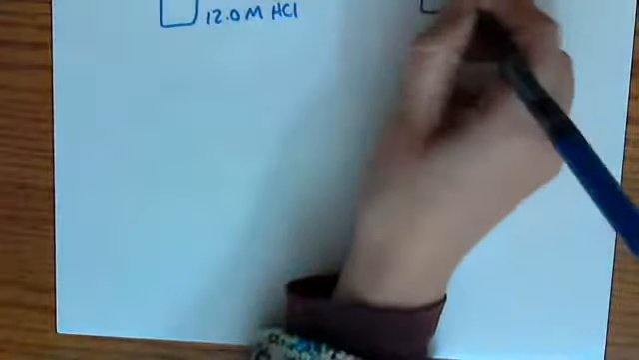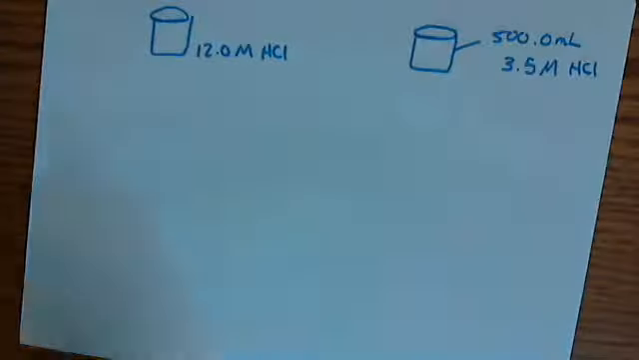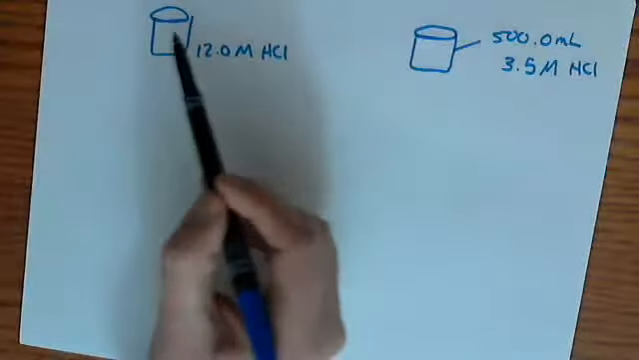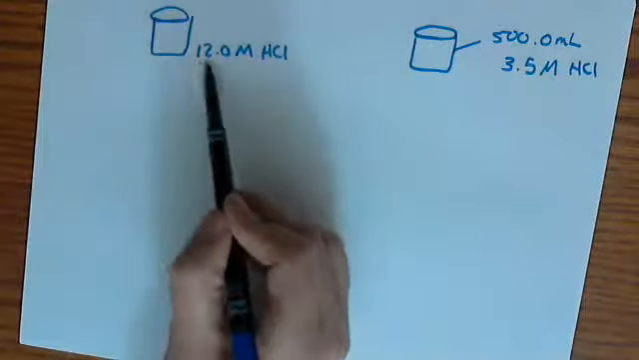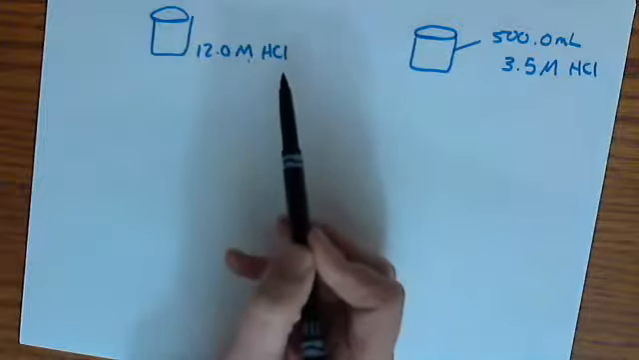But we need another beaker, and this beaker is going to have, we need to have 500.0 milliliters of a 3.5 molar solution. Okay, oh, you can't see that. How's that? So this is what we need. And we have another container. We don't know how much is in that container, but we do know that it has 12 molar HCl.